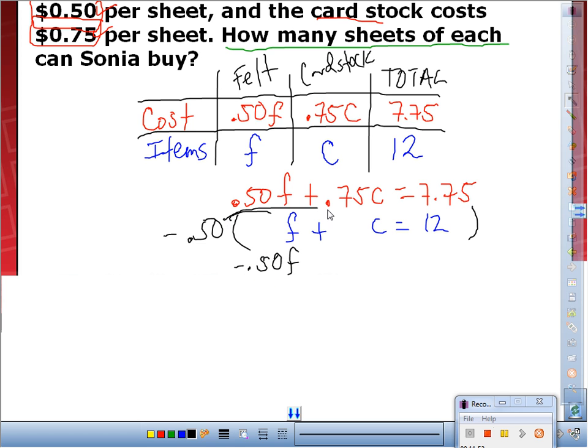This times this, that's negative 0.50C equals. This times this, that's negative 6. Where did I get negative 6? Let's see. 12 times 0.50, that's 6, with 2 decimal places, and that's how I get that. Okay? Yes, that's why it's negative.